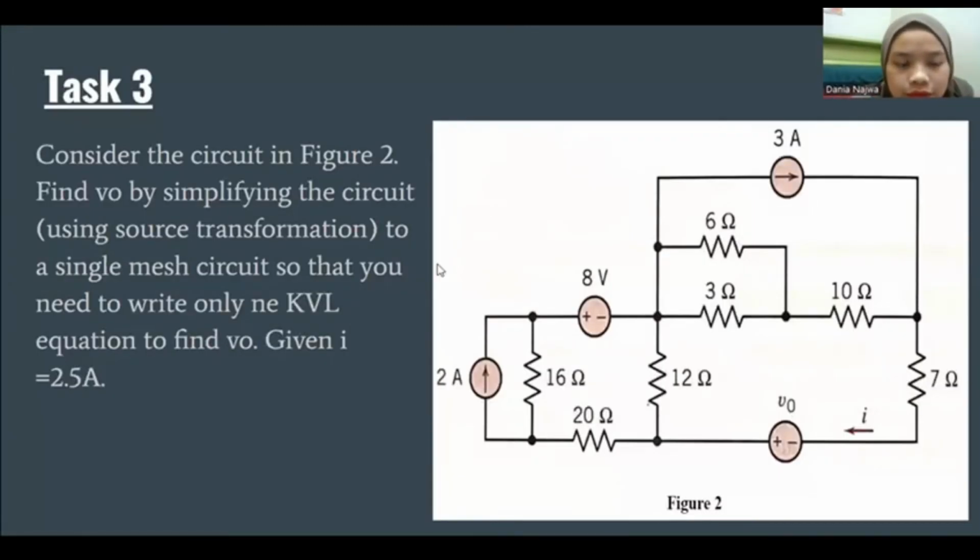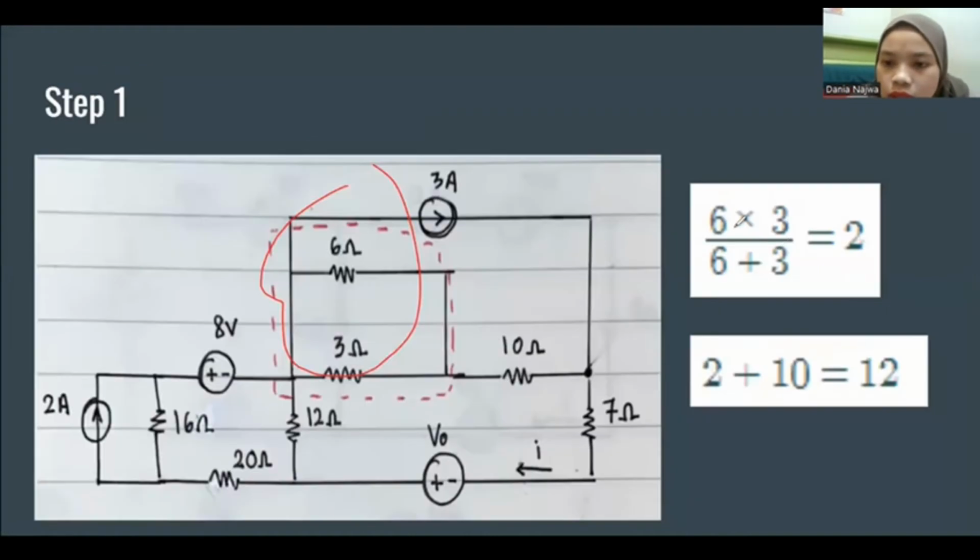Consider the circuit in figure 2. Find VO by simplifying the circuit using source transformation. So given I equal to 2.5 ampere. So the step number 1 is combine the 6 and 3 ohm. So 6 times 3 over 6 plus 3 equal to 2, and then 2 plus 10 ohm equal to 12 ohm.